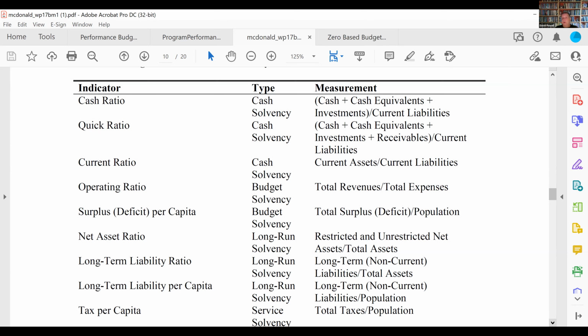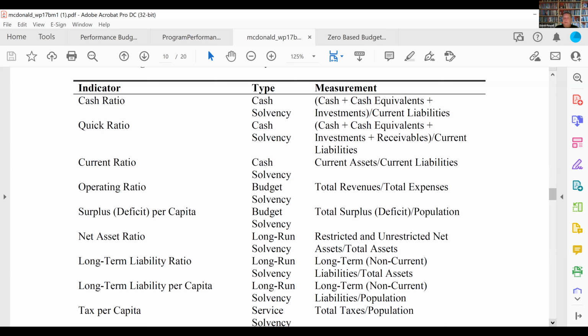Our quick ratio, which is also a cash solvency measure, is cash plus cash equivalents plus investments plus receivables. So the value of receivables that you have received into inventory, because ostensibly you could then liquidate those receivables if you needed to. So you include those receivables in your calculation under a quick ratio as well. Your current ratio is your current assets divided by your current liabilities. Operating ratio is total revenues divided by total expenses. It's a pretty clear-cut one, and it's one a couple of people used in their pre-instructional assignment. So that's certainly a usable type of indicator.